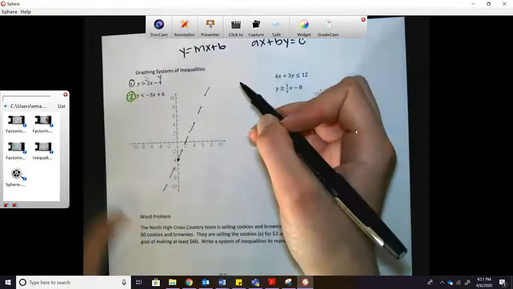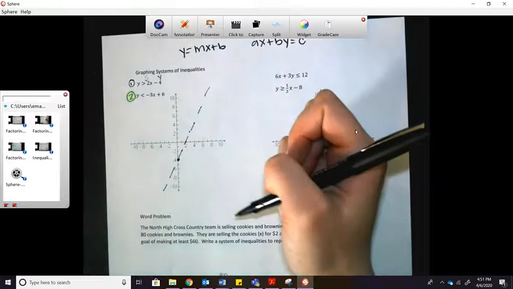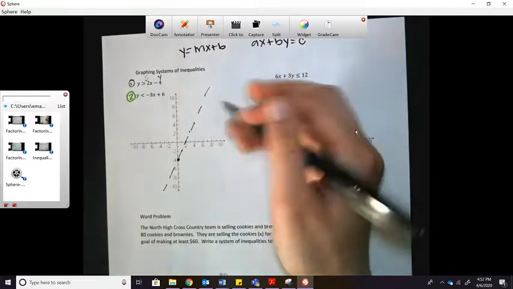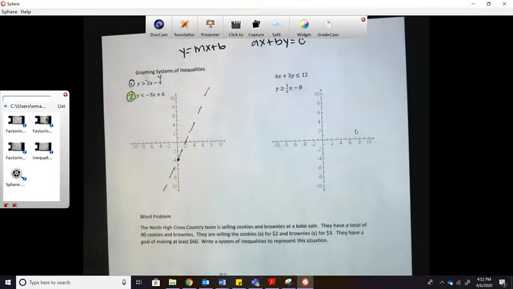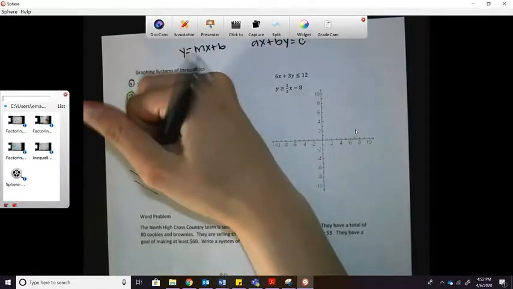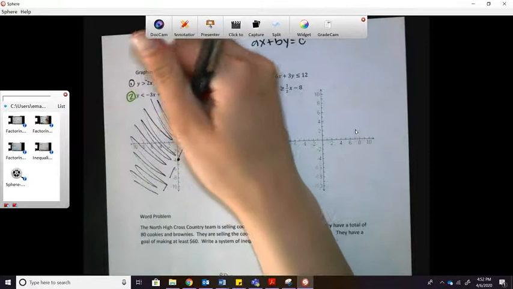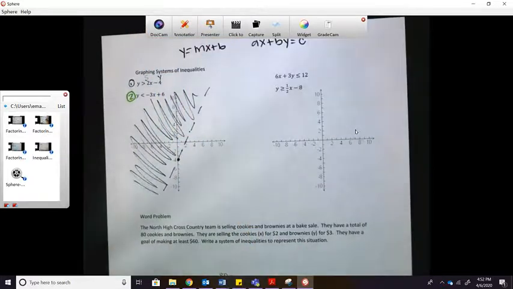And then I am going to shade accordingly. So it is a greater than symbol, which means I want to be greater than my y-intercept of -4, which also you can think of as shading above. So I'm going to go ahead and shade above. I'm going to go on to my second line now.